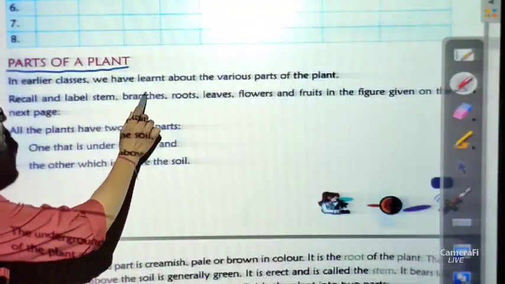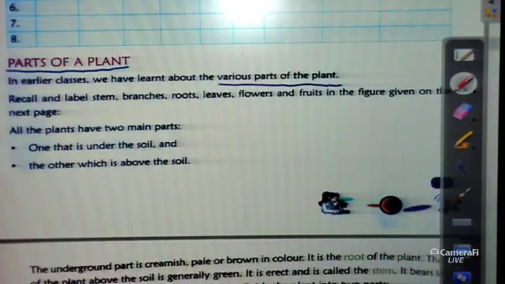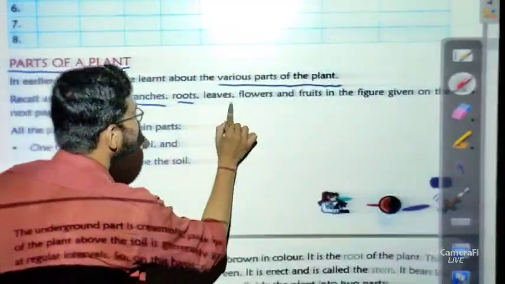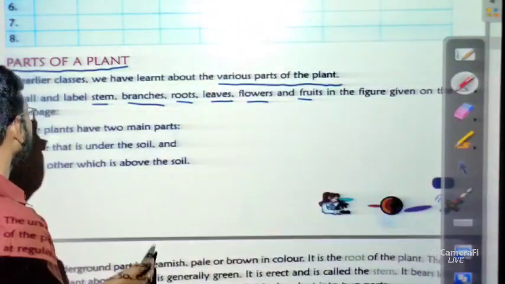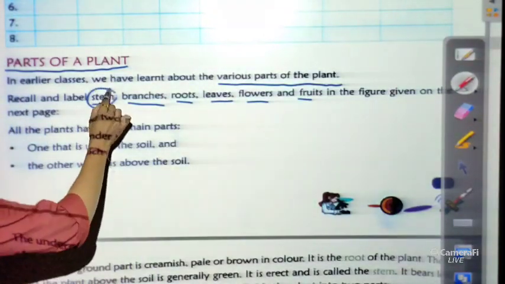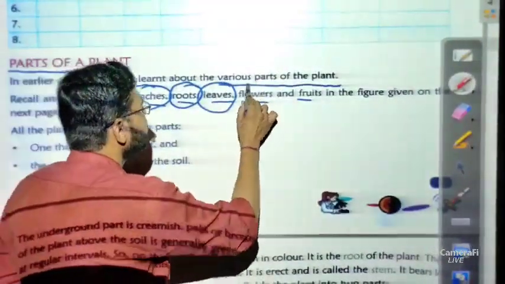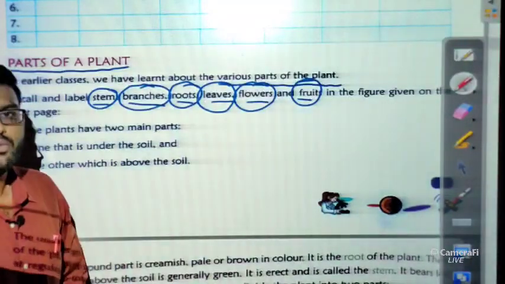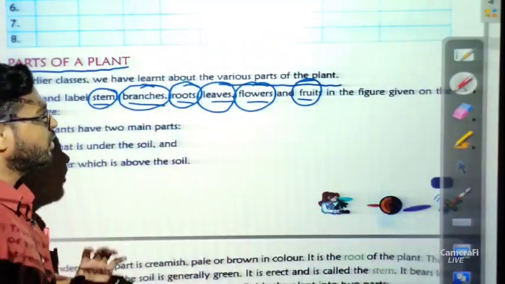In earlier classes we have learnt about various parts of a plant. Recall and label stem, branches, roots, leaves, flowers and fruits in the figure given on the next page. So on the next page a figure is there, and you have to label what is the stem, what are branches, what are roots, what are leaves, what are flowers and what are fruits. You are already quite familiar with these terms. In class 5 you have also read all these things.